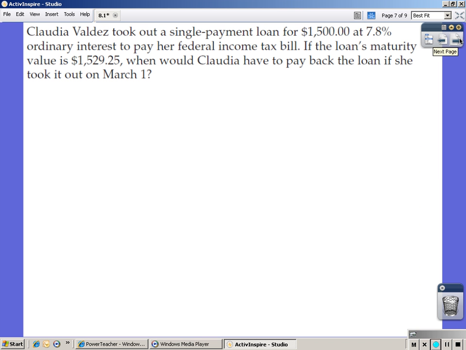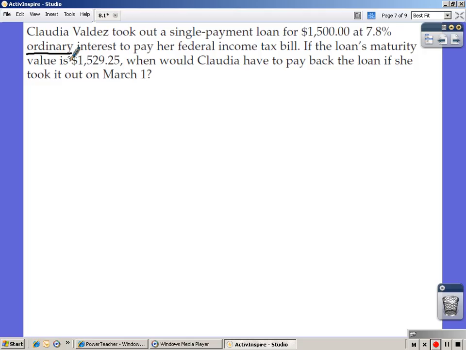Okay, Claudia Valdez took out a single payment loan for $1,500 at 7.8% ordinary interest to pay her federal income tax bill. If the loan's maturity value is $1,529.25, when would Claudia have to pay back the loan if she took it out on March 1st? Okay, so what we need to do is find out how many days it took her to reach a maturity value of $1,529.25. In order to do that, we must first figure out my interest.